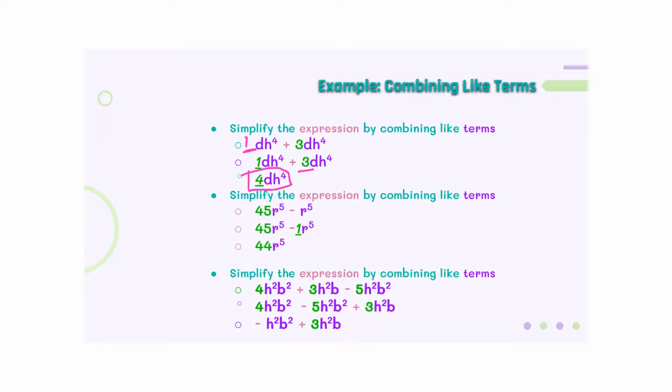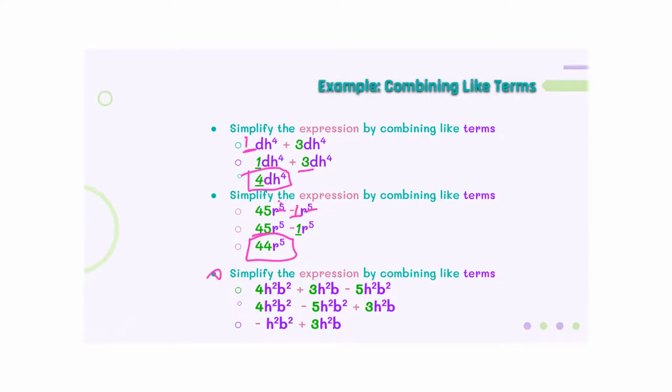This problem, 45r to the fifth minus r to the fifth. Remember, 45 is my coefficient, and if there's nothing in front, we put an imaginary 1. So 45r to the fifth minus 1r to the fifth is 44r to the fifth. If you notice, my exponents stayed the same in this. We didn't change anything about the exponents in the term. Only the coefficients.